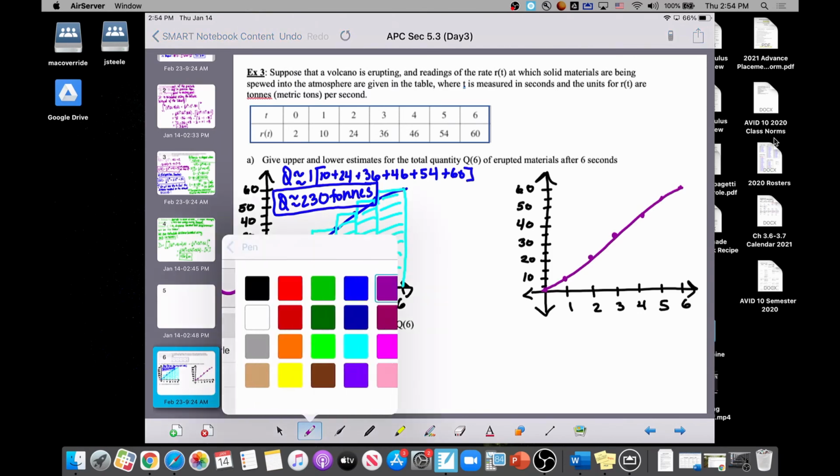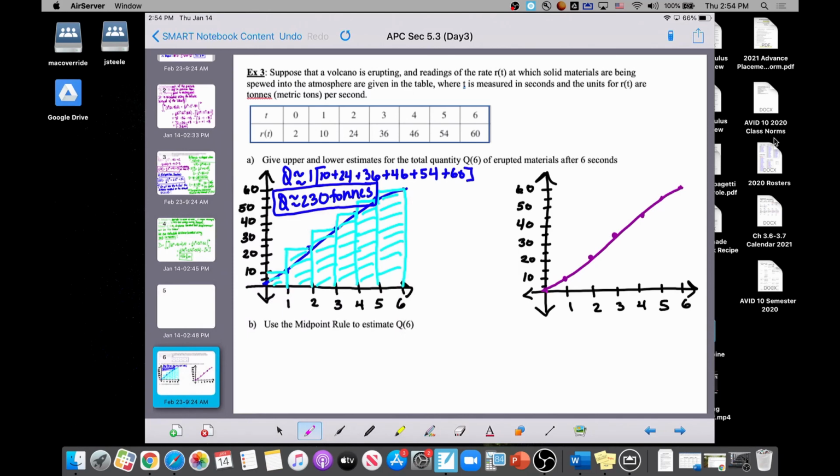But this time, when I use the left endpoints for my rectangles, my first rectangle will be there, second there, third, fourth, fifth, and sixth. And so this time, with left endpoints, my lower estimate, you can see, is obviously going to be a lower estimate because I have that space underneath my curve there that's not being accounted for, basically, right?